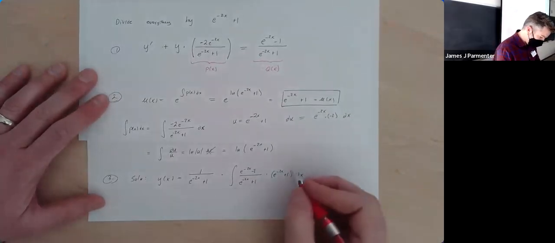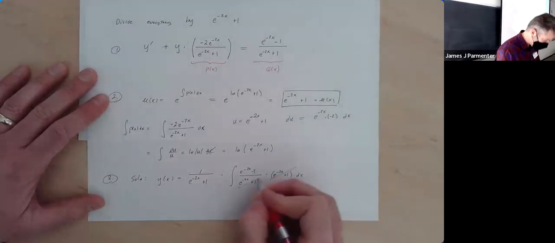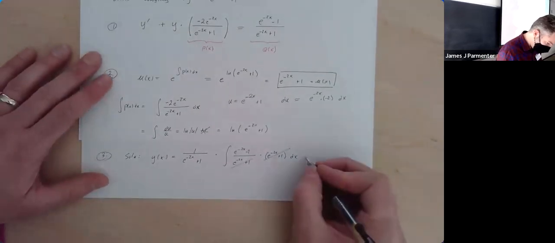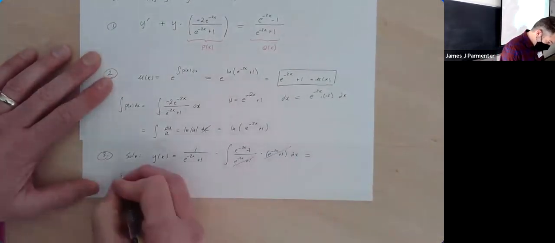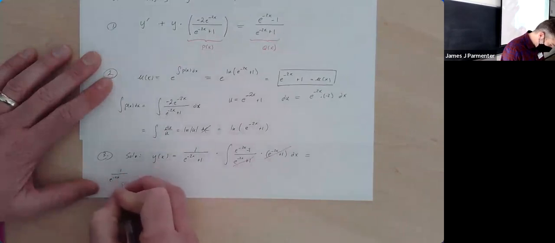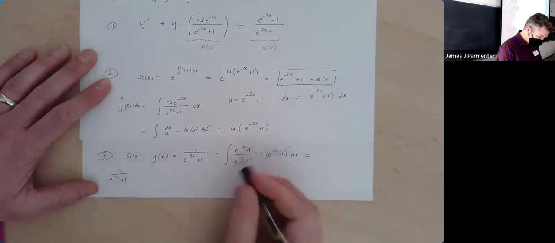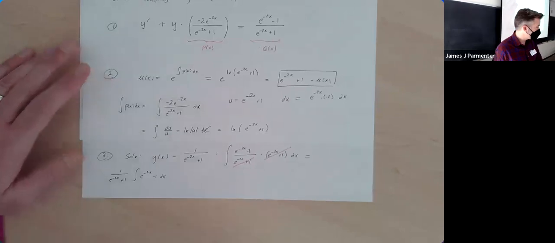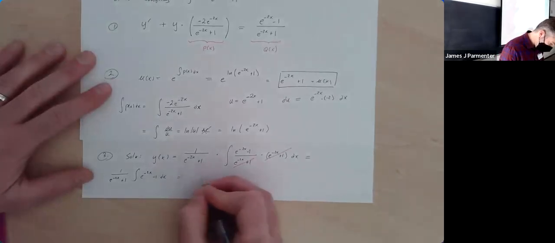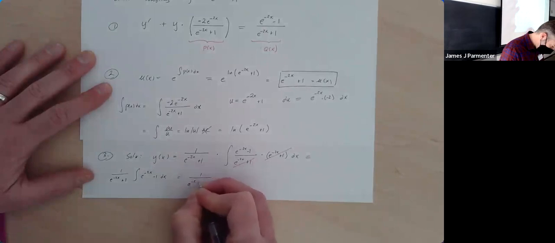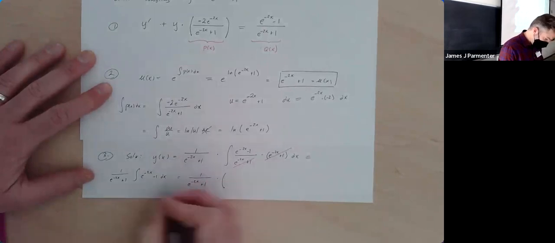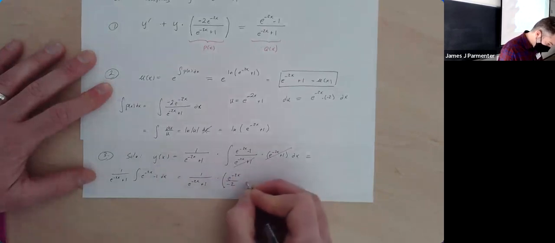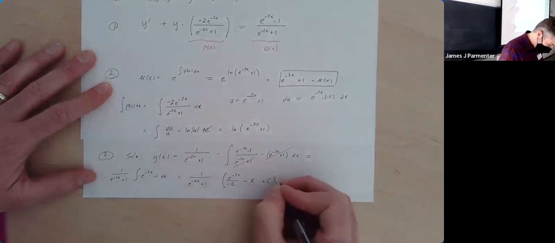And then these e to the negative 2x plus 1s definitely do cancel, which is great. Makes life easy. Otherwise, it's probably pretty hard. So then we're going to end up getting 1 over e to the negative 2x plus 1, and we're going to be integrating e to the negative 2x minus 1. At this point, I would probably just write this as 1 over e to the negative 2x plus 1 times the antiderivative, which is going to be e to the negative 2x divided by negative 2 minus x plus c.